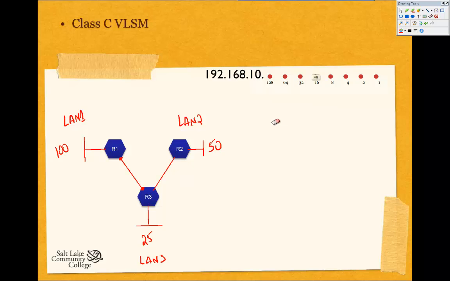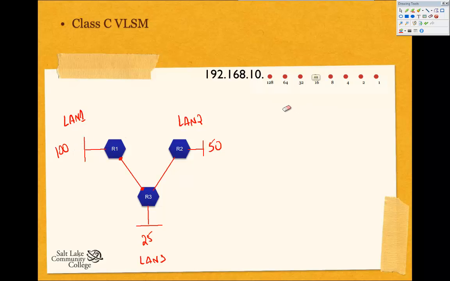This is variable length subnet masking. This is one way to do it. This is the easiest way to understand the concepts. So my rule, in my class, is start with the largest network first and then work your way down. So for this instance, we have 100 users over here, 50 users over here, 25 users here, and 2 point-to-point connections. We're going to start with LAN 1.